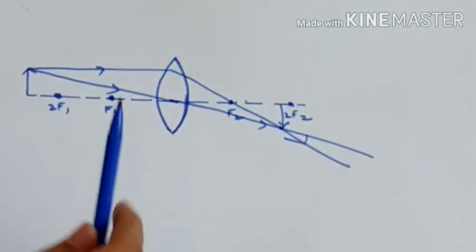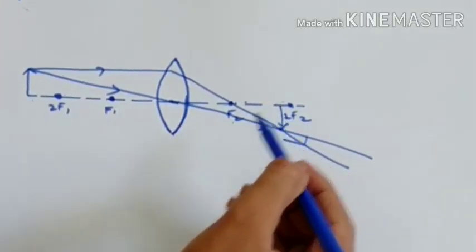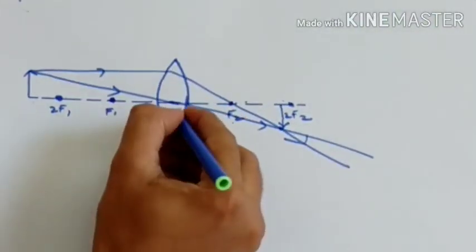So if the object is placed beyond 2f1, the image is formed between f2 and 2f2. What kind of image is it? It is a real image. It is an inverted image, and the size is diminished. Here is the diagram from the textbook. You can also consider a ray that is passing through f1 and after refraction it will pass parallel to the principal axis, or you can consider a ray going through the optical center. Both cases are fine. So this is the second case.